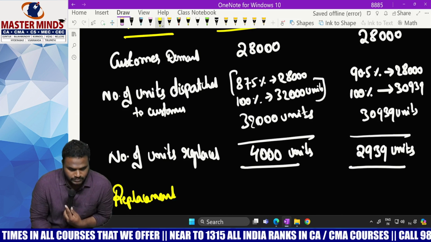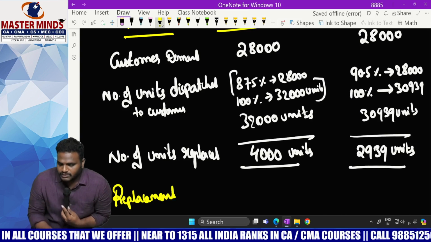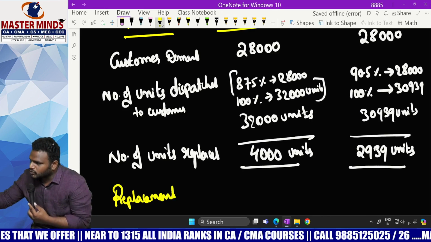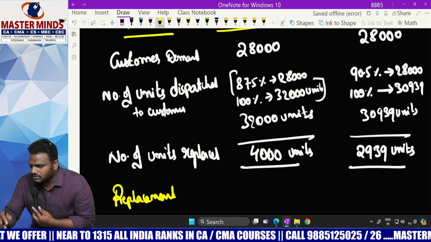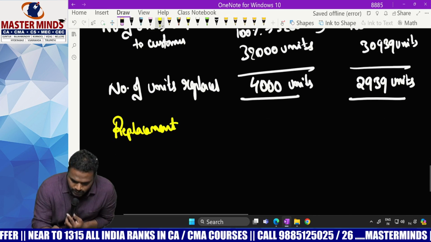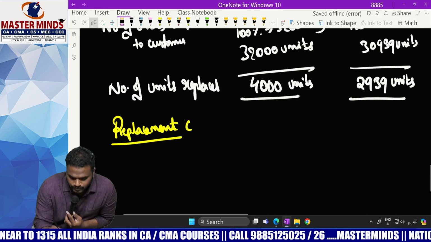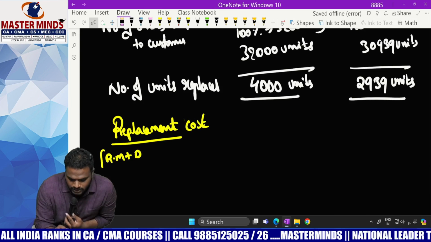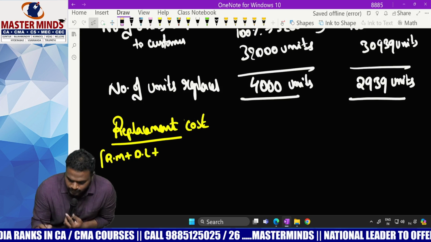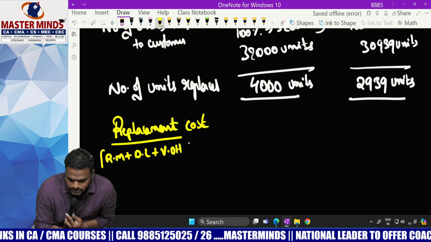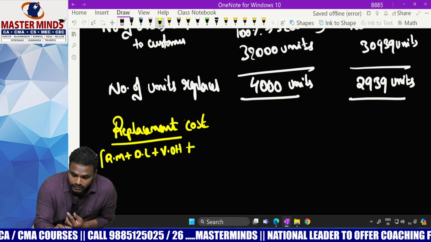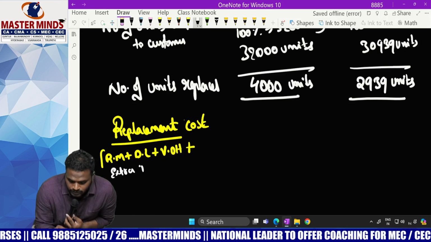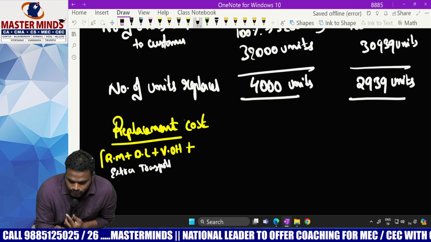Transportation cost. Sir, we have to replace these 4,000 units free for them. If we replace them free, the raw material cost for those 4,000 units will be incurred again. Now the replacement is raw material cost plus direct labor plus variable overhead plus a very, very important extra transportation cost. Yes or no? The company will bear extra transportation cost, right?